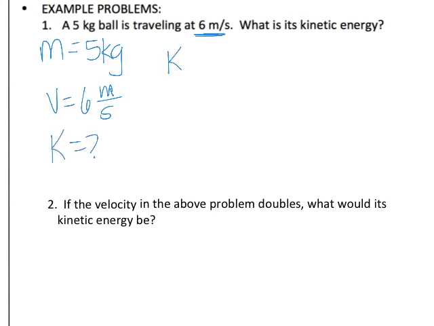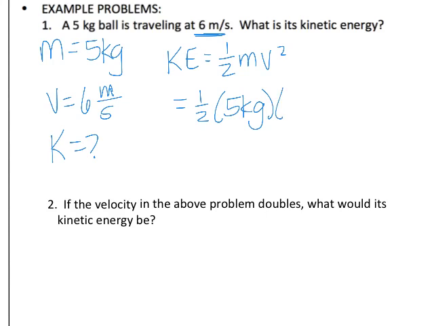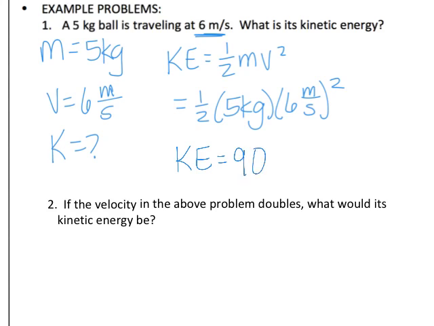Well, we're just going to take that formula, either K or Ke, and that's equal to 1/2 mv squared, and we're going to plug our numbers straight in. So the mass is 5 kilograms, and then our speed is 6 meters per second, and then we're going to square it. When you type into your calculator, make sure that you only square the velocity. You should get an answer of about 90, and remember that the units will be joules.